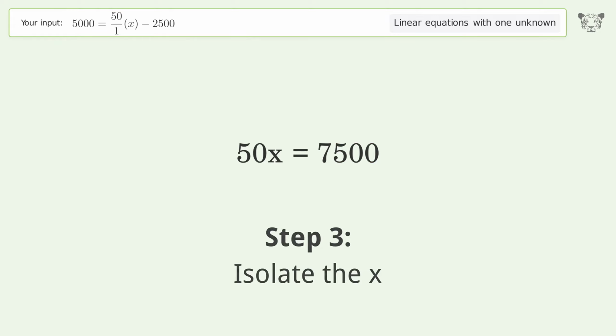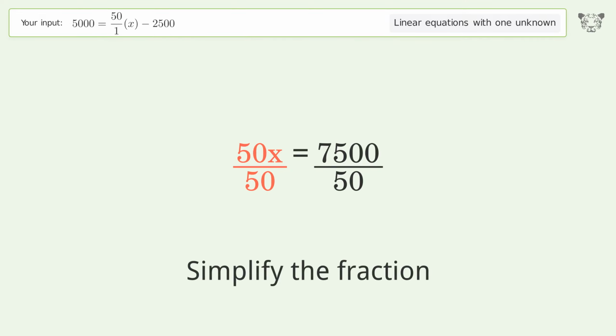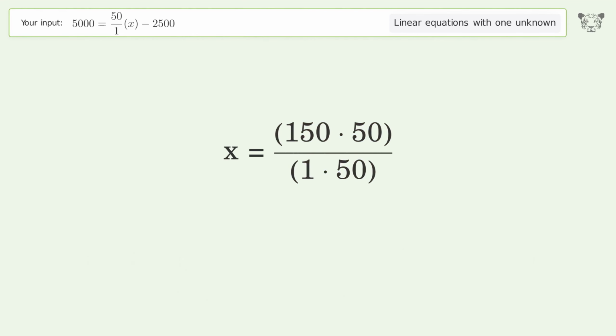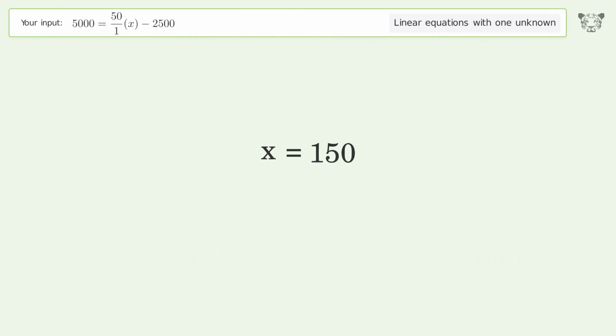Isolate the x. Divide both sides by 50. Simplify the fraction. Find the greatest common factor of the numerator and denominator. Factor out and cancel the greatest common factor. And so the final result is x equals 150.